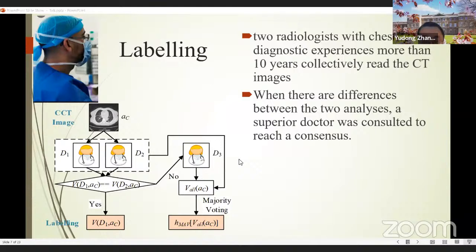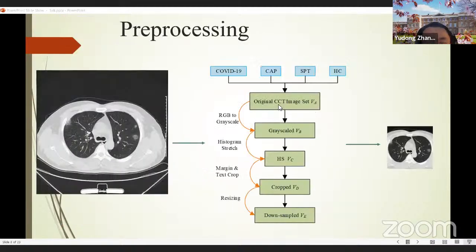So how do we label the CT scans? We invited 2 radiologists with more than 10 years of chest diagnostic experience to collectively read the CT images. There can be differences between their analyses. For example, one said it is COVID-19, but the other disagrees. In this situation, we invite a superior doctor to reach a consensus. So this shows the pre-processing.